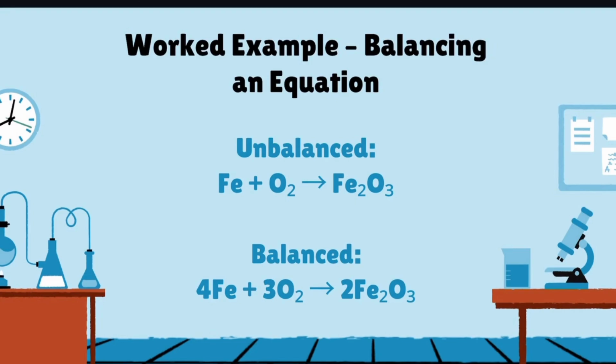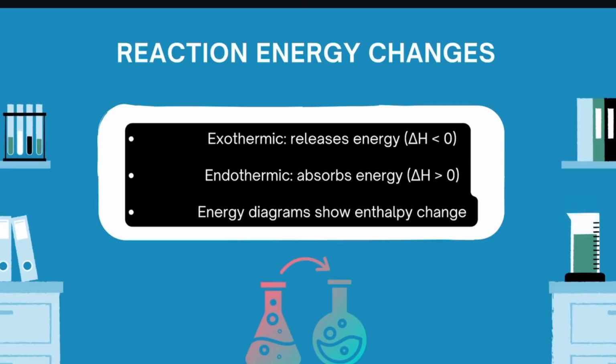Balancing an equation. To balance this equation, I first count the atoms on each side. Oxygen appears as O2 on the reactant side and as 3 oxygens in iron(III) oxide, Fe2O3. By adding coefficients, I balance oxygen and then iron. The final balanced equation provides evidence that the atoms are conserved.